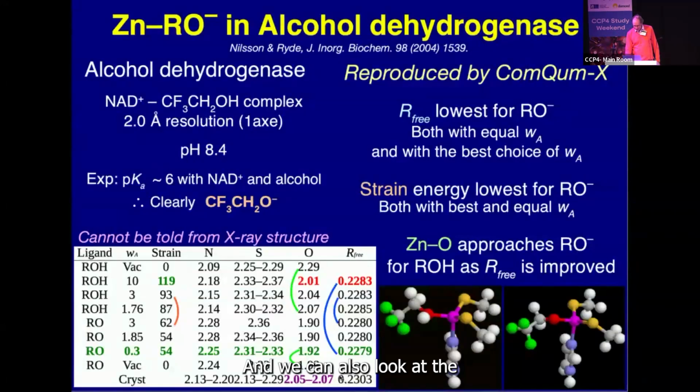And we can also look at the original crystal structure. There are the zinc-oxygen distances in between what we expect for the alcohol and for the alkoxide. So we could not really tell it directly from the crystal structure.